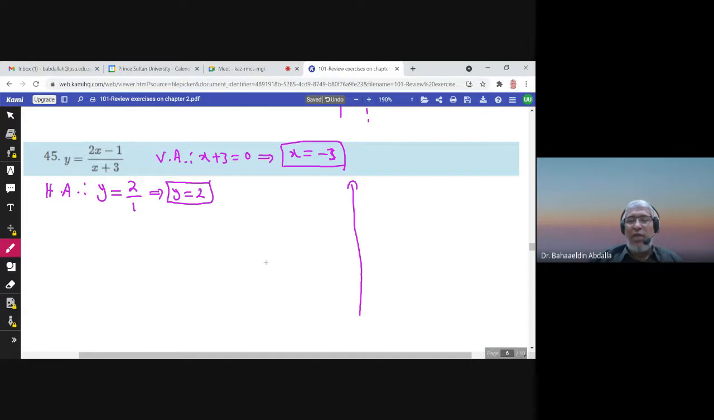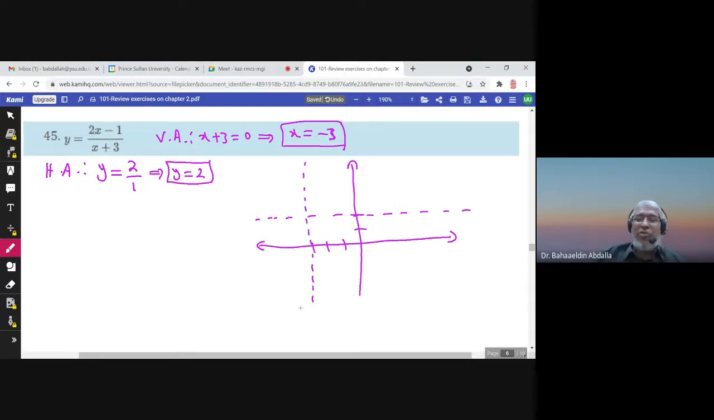So we can sketch the graph of this function. This is y equals 2. This is the equation of the horizontal asymptote. And this is x equals -3, the equation of the vertical asymptote. Now to sketch the graph of this function, I have these two lines, these two asymptotes, which divide the plane into 4 regions. This is region 1, this is region 2, this is region 3, and this is region 4. And now the graph of this function would be in 2 of these regions.